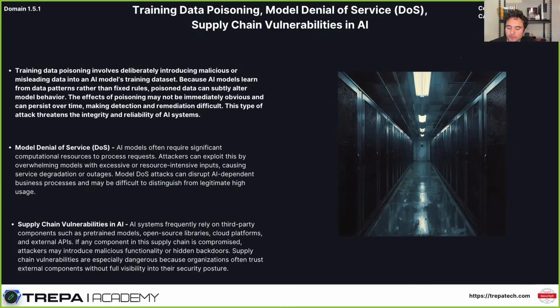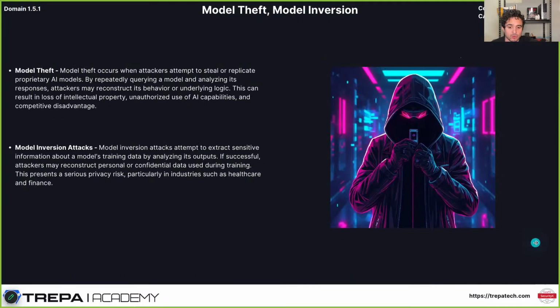Supply chain vulnerabilities in AI. AI systems frequently rely on third-party components such as pre-trained models, open source libraries, cloud platforms, and external APIs. If any component in this supply chain is compromised, attackers may introduce malicious functionality or hidden backdoors. Same as any supply chain threat. Okay, model theft. Model theft occurs when attackers attempt to steal or replicate proprietary AI models. Model inversion attacks attempt to extract sensitive information about a model's training data by analyzing its outputs.